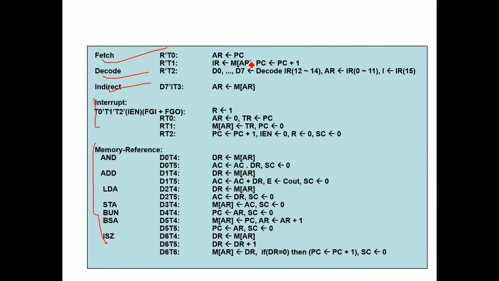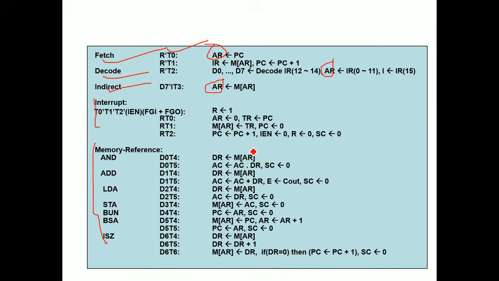So if we consider the first one, R'T0, the left hand side contains AR. Okay, so this is the first instruction. And if we consider the second one, we don't have AR in the left hand side. If we consider the third one, we have AR in the left hand side. Here also we have AR in the left hand side. So likewise we have to take all the instructions whose left hand side is AR.